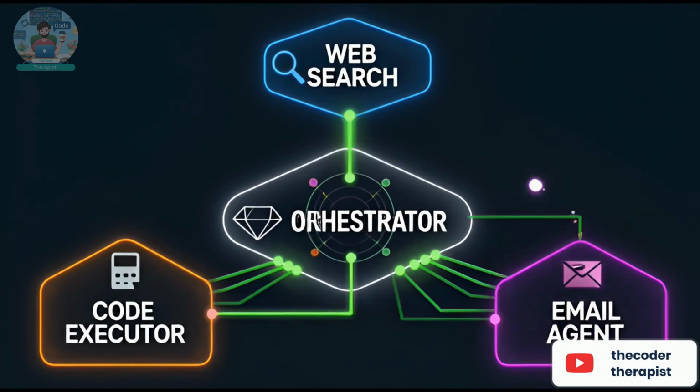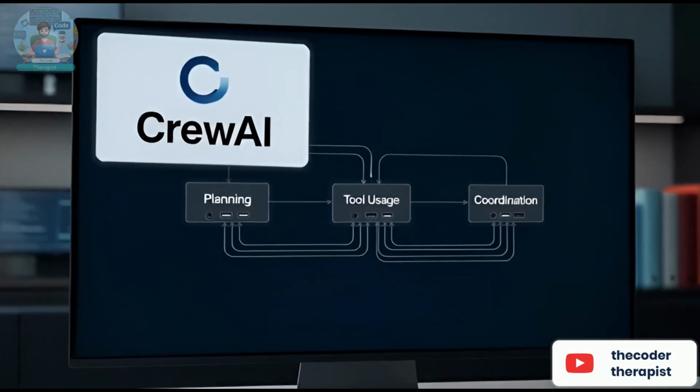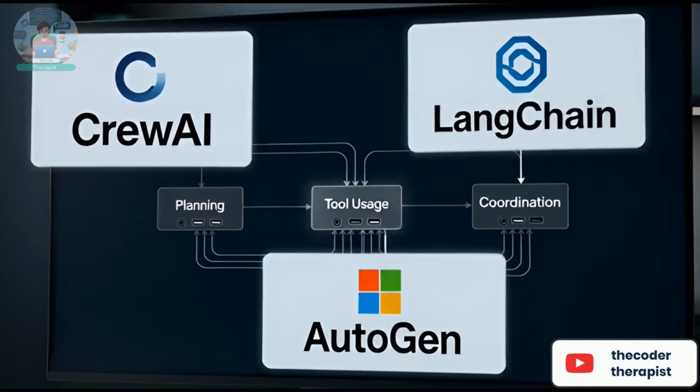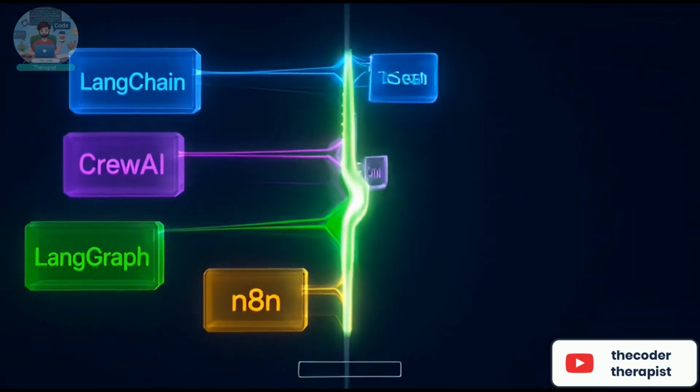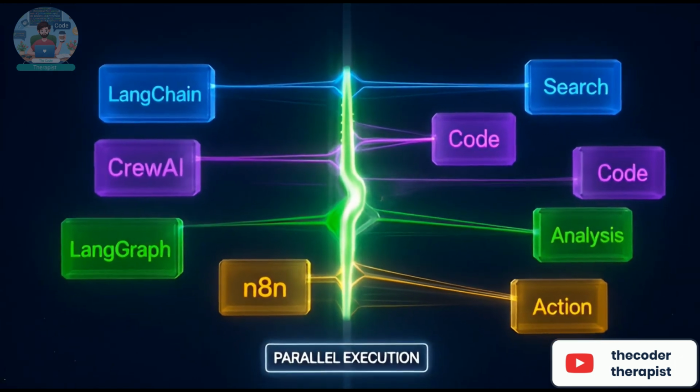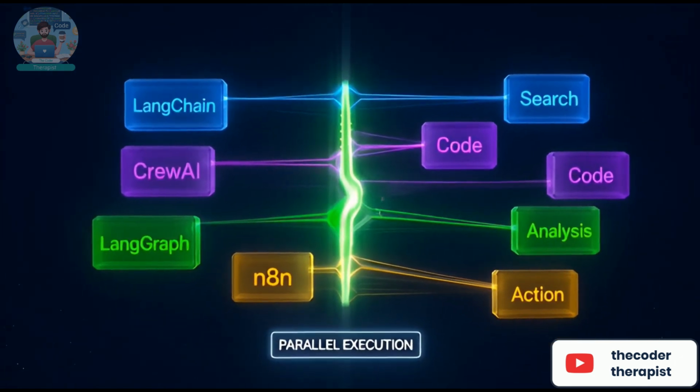And the orchestration layer, that's LangChain, CrewAI, LangGraph, n8n. Coordinating multiple specialized agents working in parallel. That's your nervous system. That's where real automation lives.